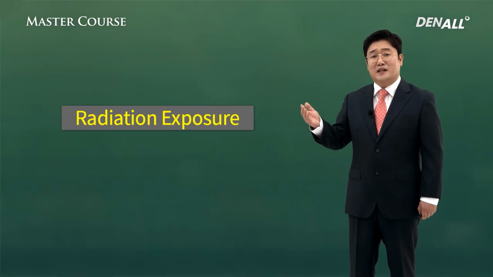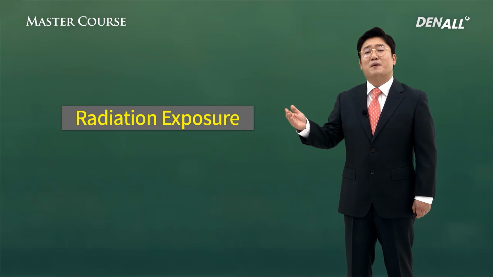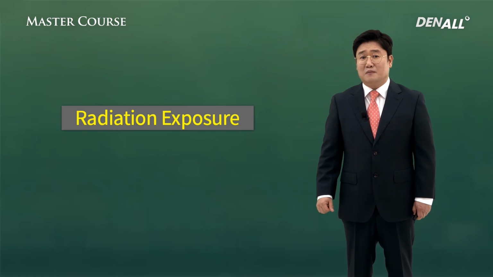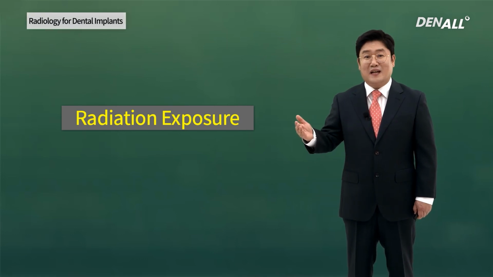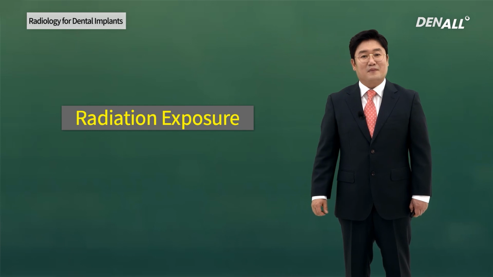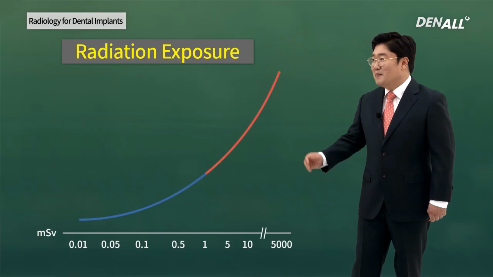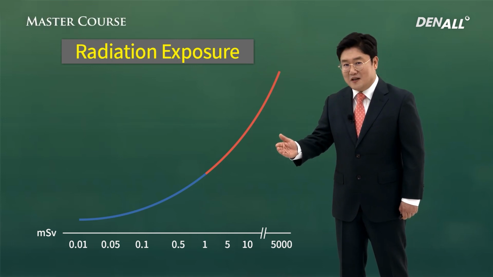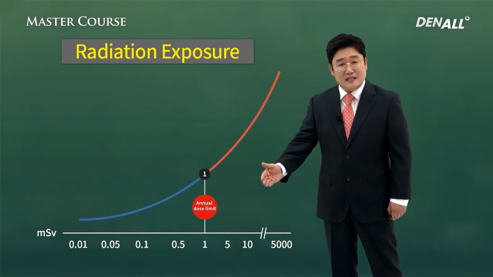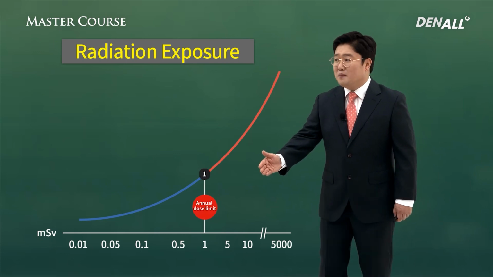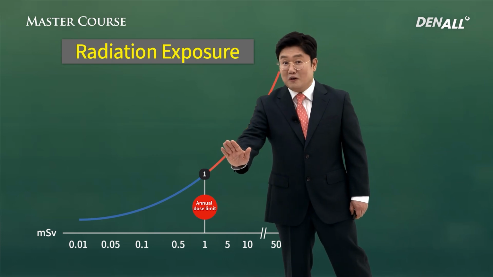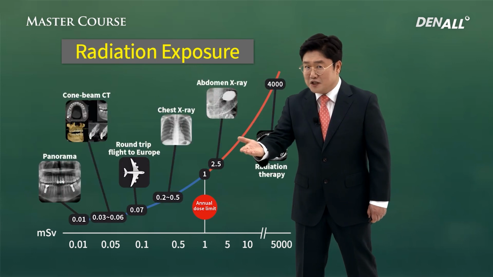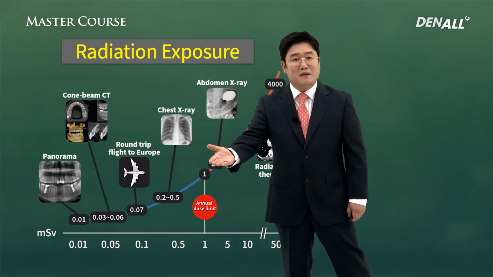When we talk about X-ray images, many doctors are worried how much radiation exposure should be made. And this information is necessary when we explain X-ray to our patient. If you look at this curve, the allowed radiation exposure per person per year is defined as 1 sievert. If it is lower than that, it is considered safe, and if it is over than that, it is considered a little bit risky.